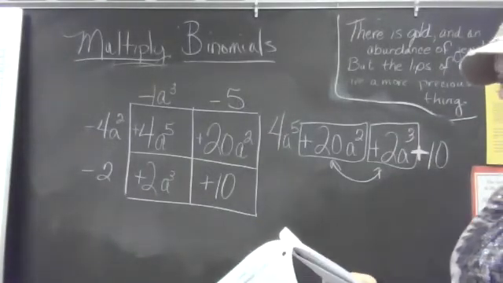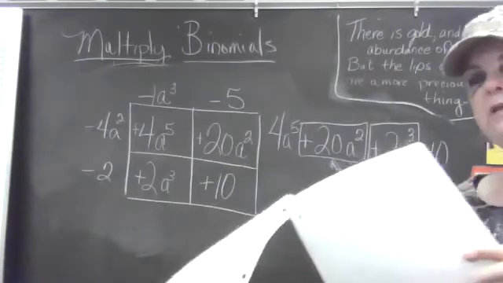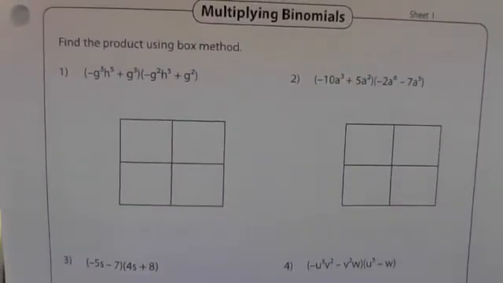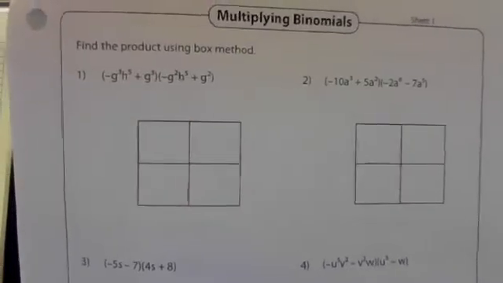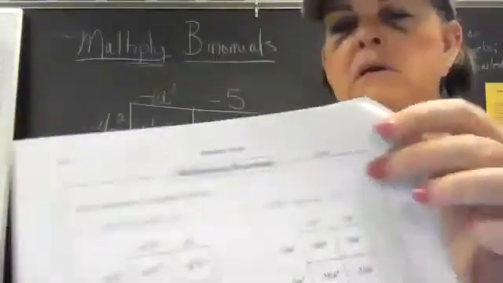Okay, on page 6, it tells you to practice the box method. It actually draws the boxes for you. Okay? The biggest deal is to remember the negatives, remember your signs. Okay? And then page 7, aha.